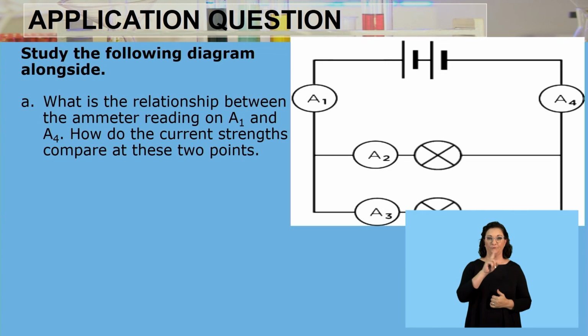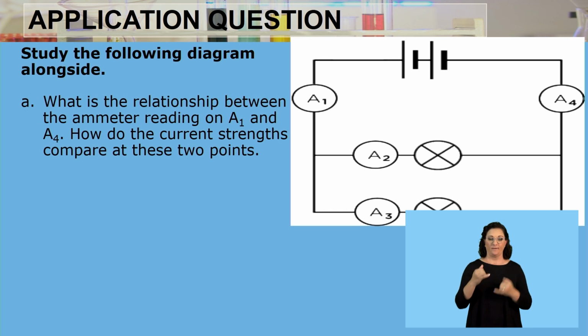Welcome back, learners. So now, as we have said, we're going to our application questions, and they are still based on a parallel circuit. On the first application question that we have, we are asked: what is the relationship between the ammeter reading on A1 and A4, and how does the current strength compare at these 2 points?